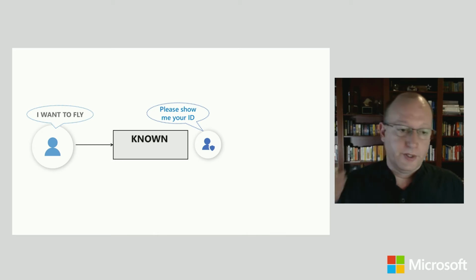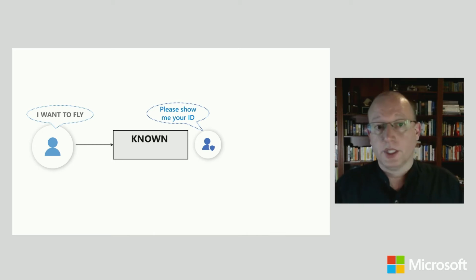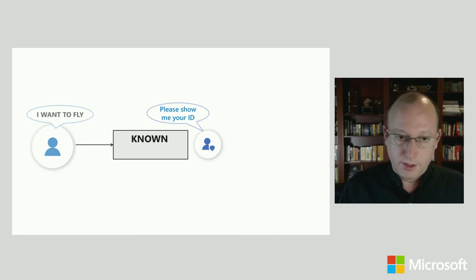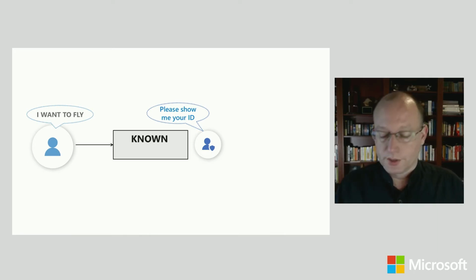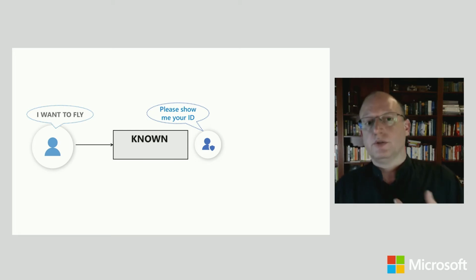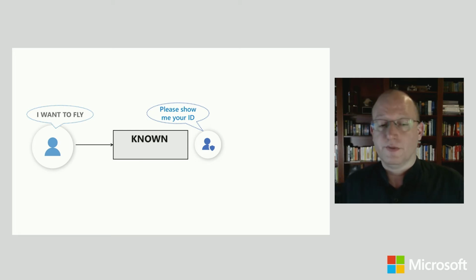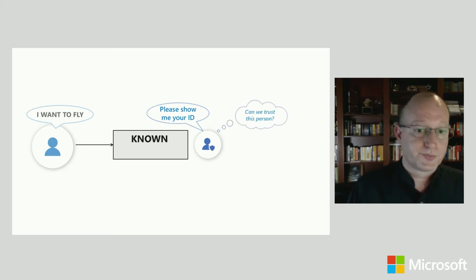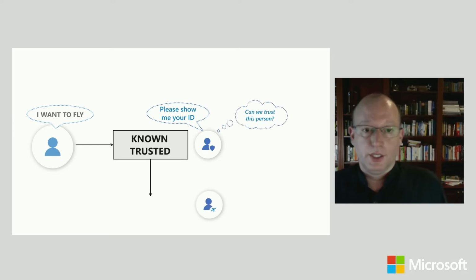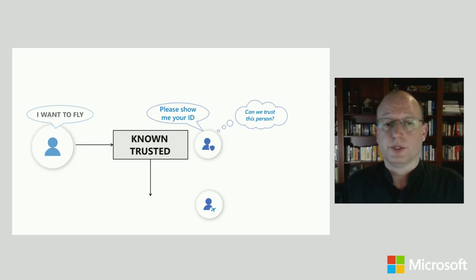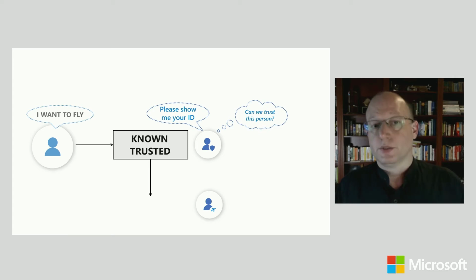So the first is known. I know who you are. Very much similar to classic authentication. In the case of the airline analogy, please show me your ID. Okay, now I know who you are, but I don't know if I trust you yet. And so this is the new step in between that Zero Trust really introduces: I need to make sure I trust this account and I trust this device that is trying to get access to these resources. And so the second piece is validating, can we trust this person? Are they trusted? Is it likely that someone has stolen their password?